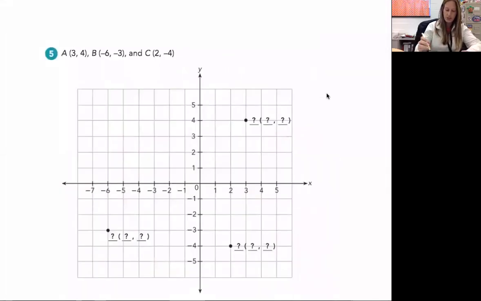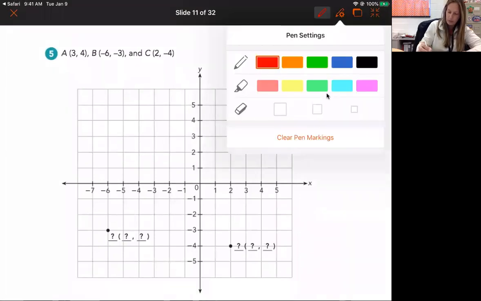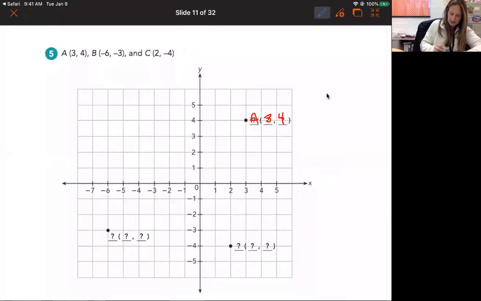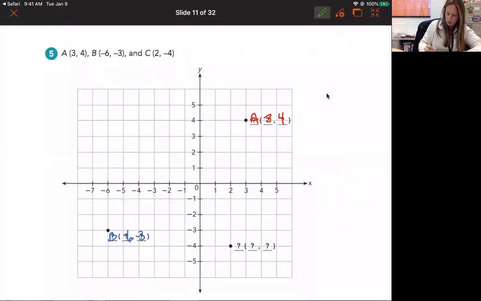Okay, so we are going to graph the points, connect the points, give the ordered pairs, and then identify the shape. So A is (3, 4). So over 3, up 4, this is point A, which is (3, 4). Point B was (-6, -3), so -6, -3. And C was (2, -4).